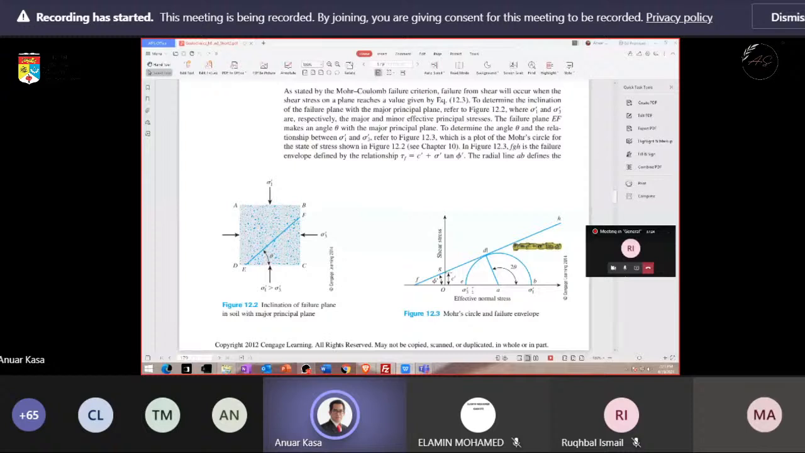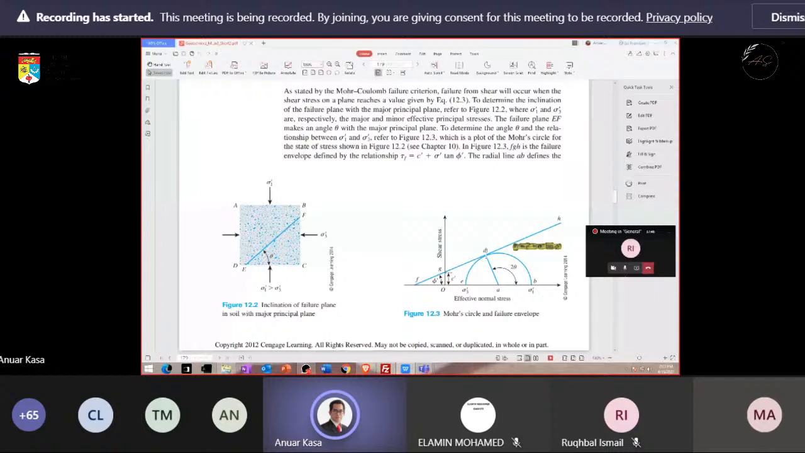If we look at the Mohr circle and the failure envelope, it is like this one. It is actually touching the line or the failure plane here. So D is the place where there is a maximum shear stress at a certain normal stress applied to it.